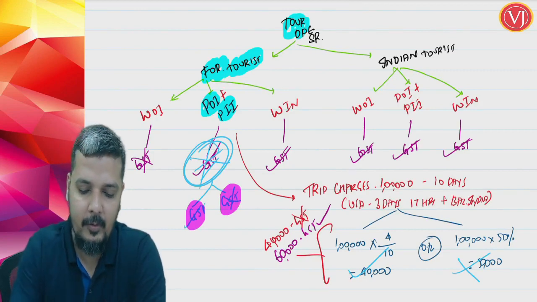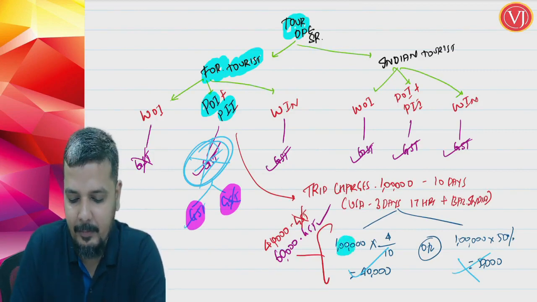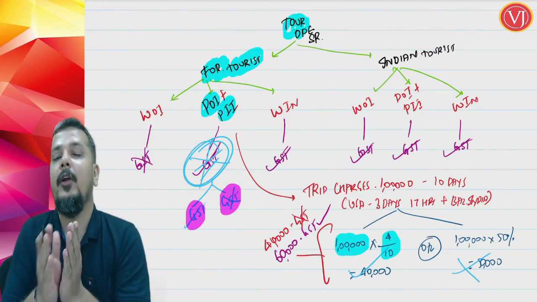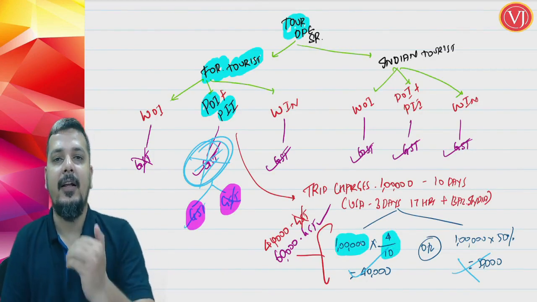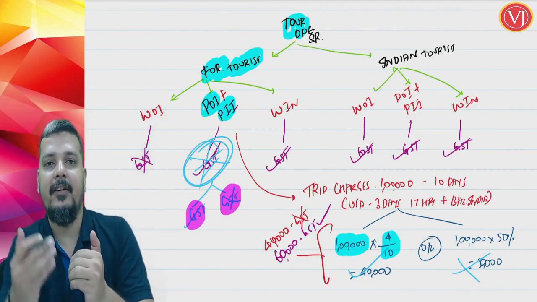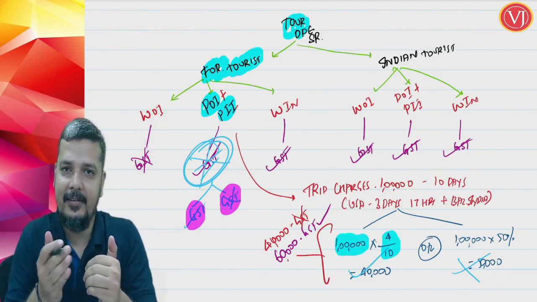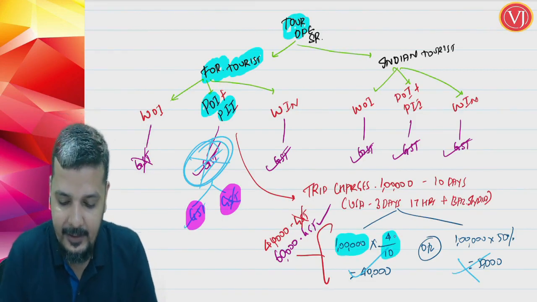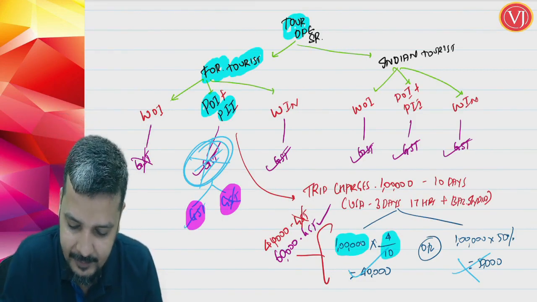So what you have to do: take the total trip charges multiplied by the number of days outside India, divided by total trip days. When you are multiplying by the number of days outside India, if it is 3 days 17 hours, it is 4 days. If it is 3 days 10 hours, it would have been 3.5, not 3.